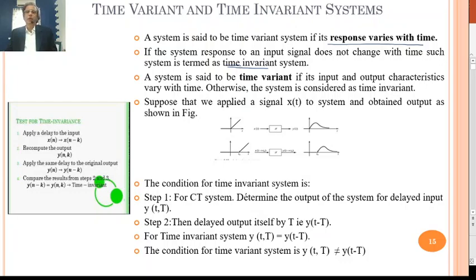Now suppose we applied a signal x(t) to a system and obtained an output, and if we delay this signal by t0 units, then the output also should be delayed by t0 units. If this is x(t), the response is y(t).